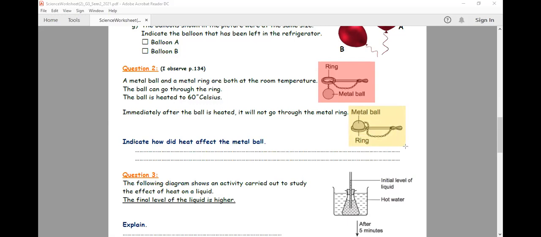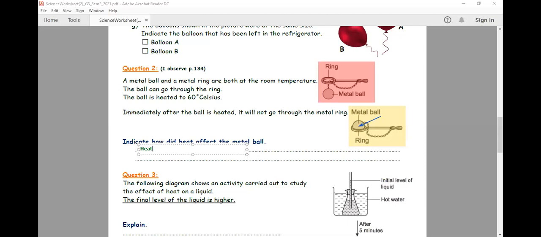Because we heat it, the ball will expand. Yes. Okay, bravo Muhammad, bravo Hashim. When we heat the ball, it expands, it goes bigger. So now the ball is bigger. When the ball gets bigger, it cannot fit, it cannot pass anymore through the ring. Super proud of you. Excellent answer.